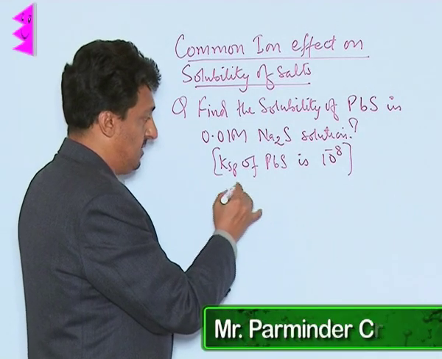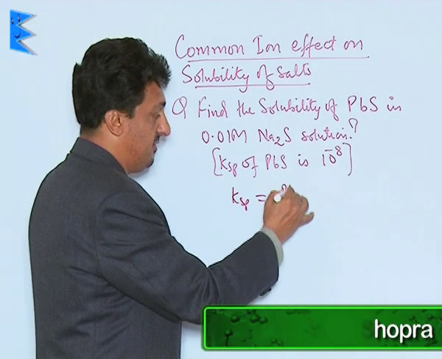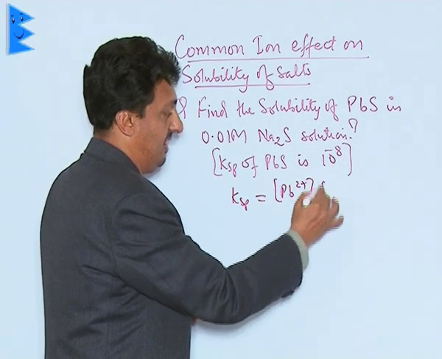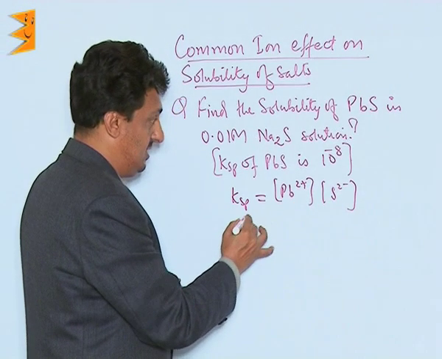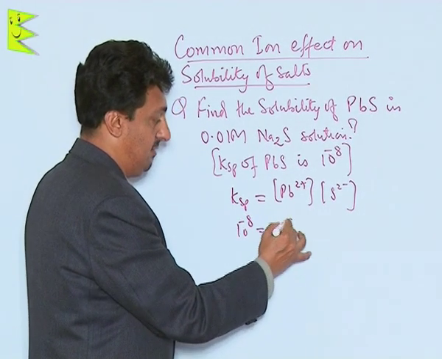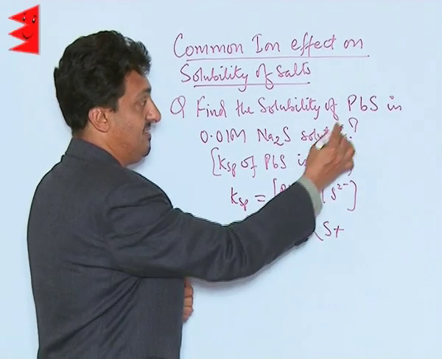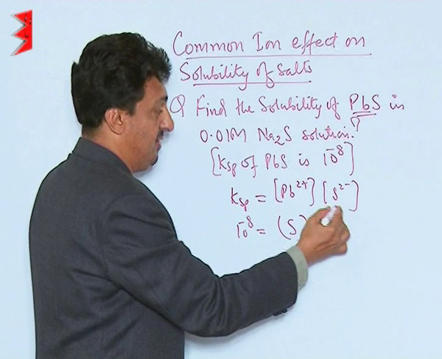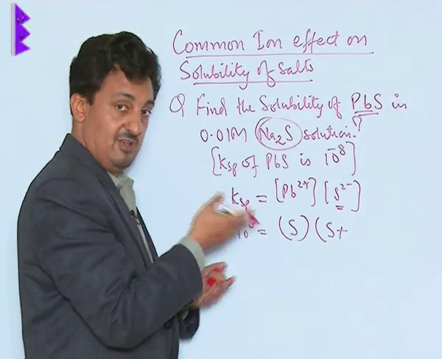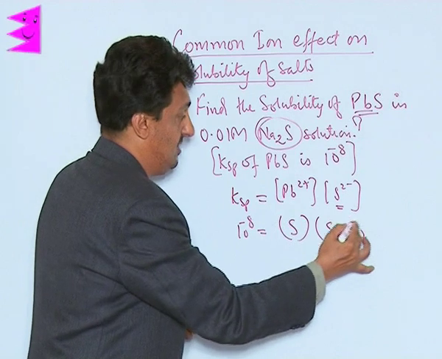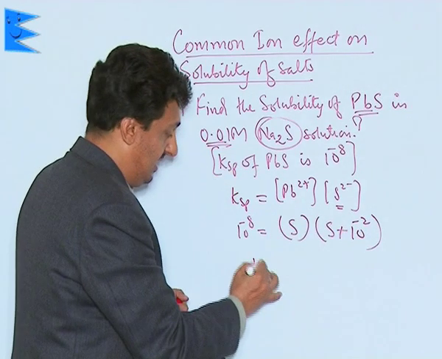See, when we say the Ksp, it will of course be the lead ion concentration times the sulfide ion concentration. The Ksp is 10 to the power minus 8, and I will put S, the solubility of lead sulfide, for the lead ions. But definitely I will put the sulfide ion from the sodium sulfide also, which is already there in the solution, which is 10 to the power minus 2 molar. So let us solve this.